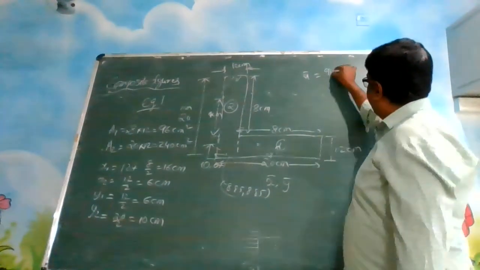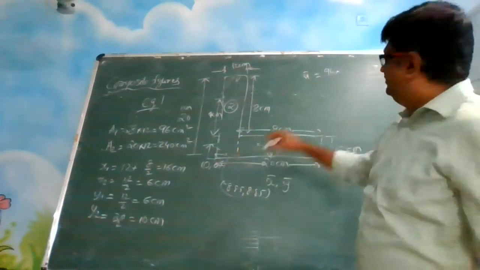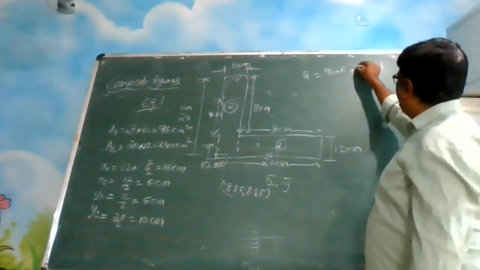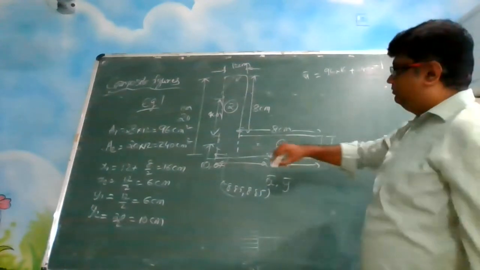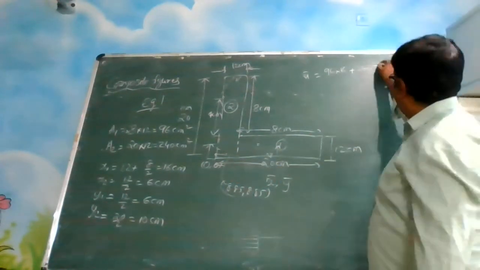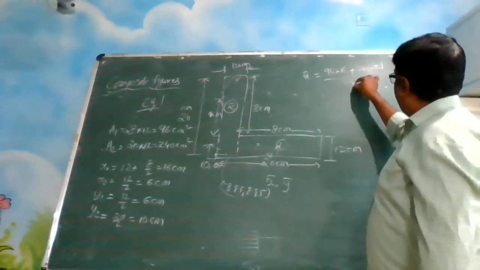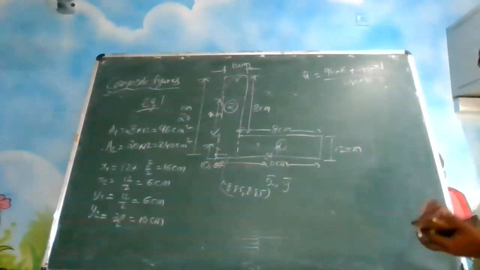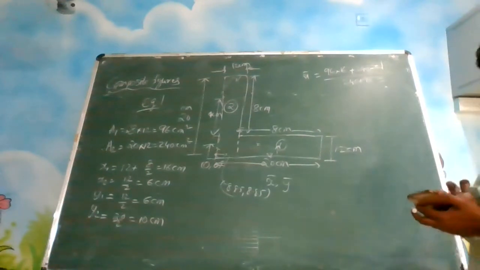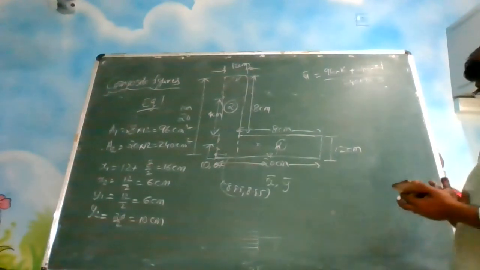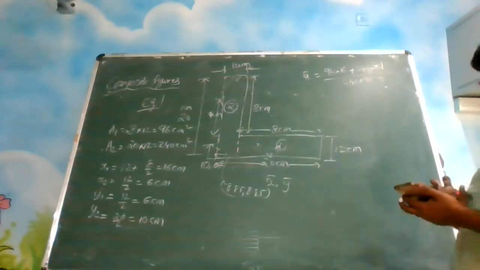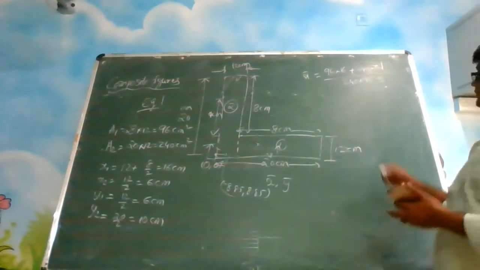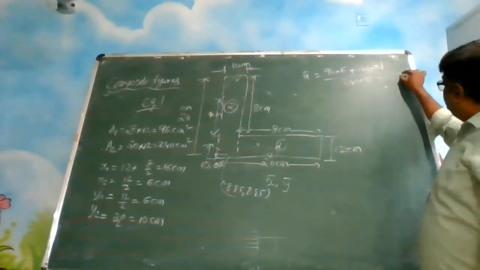Now calculate x bar. So it is 96 into a1 x1. x1 is 16 plus a2. a2 is 240. 240 into x2, it is 6, divided by 240 plus 96. So this we need to calculate. Let us calculate and see. 96 into 16 plus 240 into 6 divided by 336. It is 8.85 centimeter.